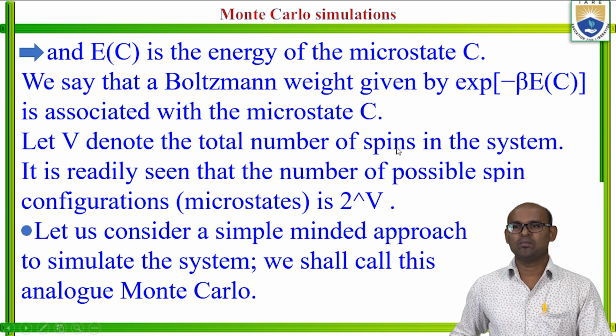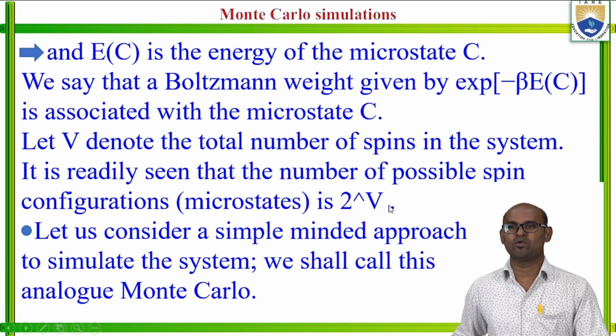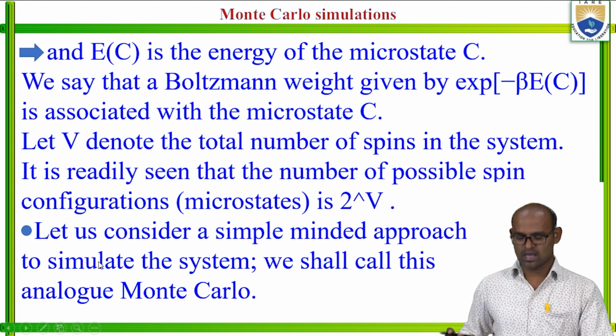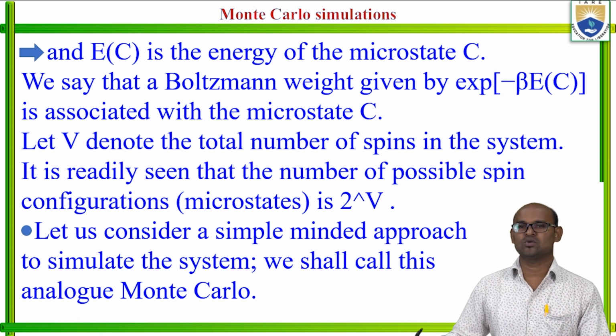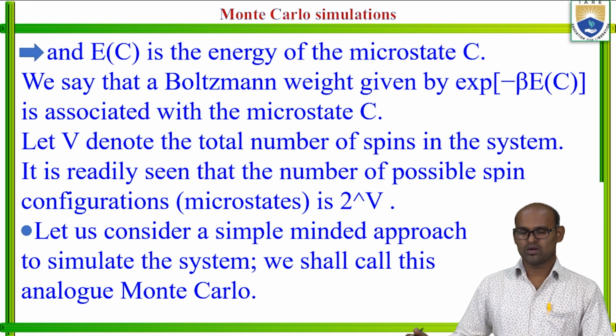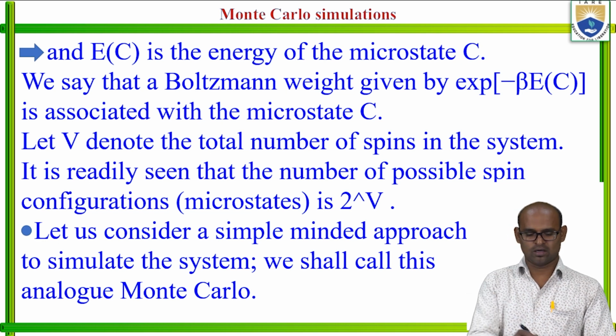Let V be the total number of spins in the system. It is readily seen that the number of possible spin configurations, or number of microstates, is 2 power V, because each spin can be oriented either in the up direction or the down direction. Let us consider a simple-minded approach to simulate the system. We shall call this analog Monte Carlo. We are going to apply the Monte Carlo technique to solve this Ising model, starting with a simple technique called analog Monte Carlo.